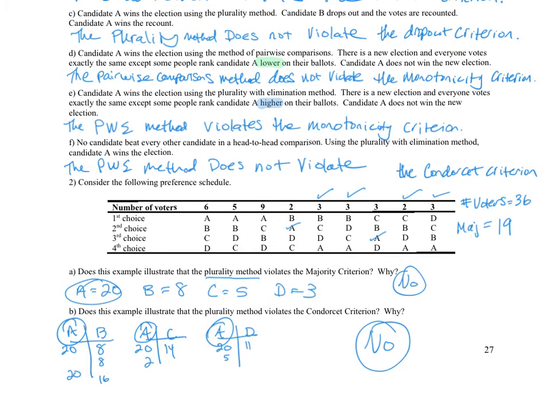A had a majority of the votes. They win using plurality. And so there's no violation of majority criterion. A is the Condorcet candidate, and they win using plurality, so there's no violation of the Condorcet criterion.